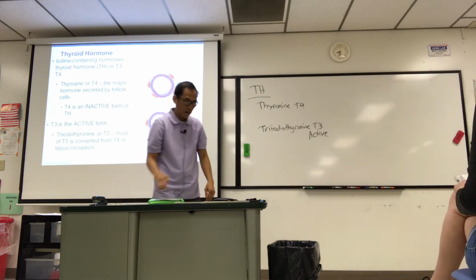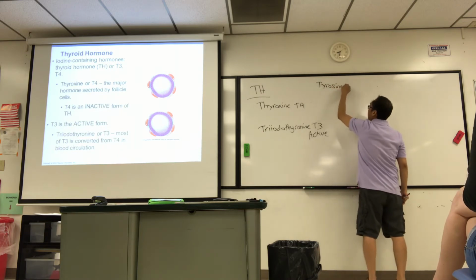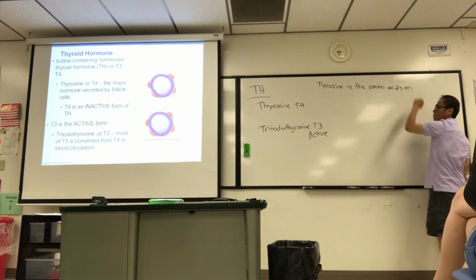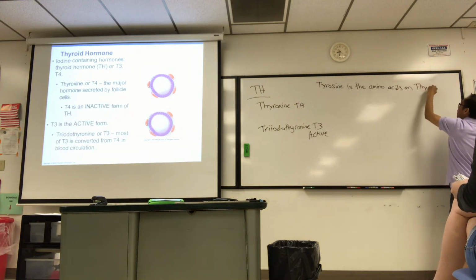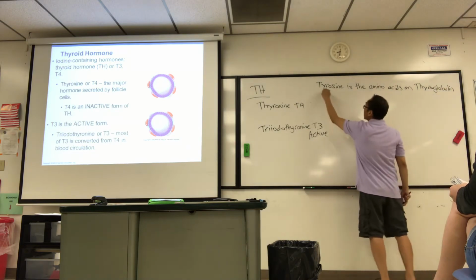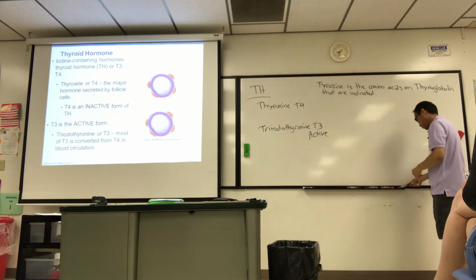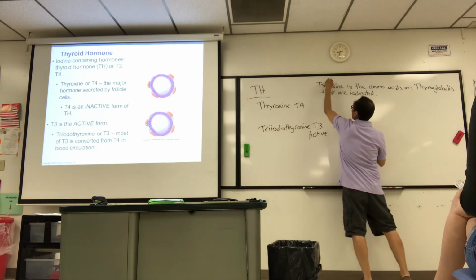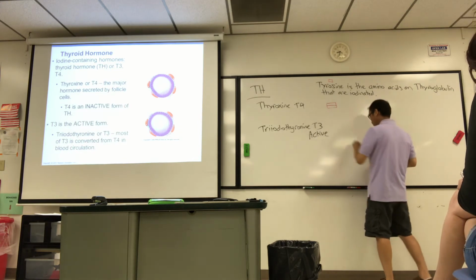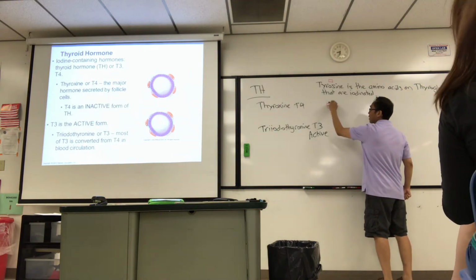Tyrosine is an amino acid and it's part of the thyroglobulin. Tyrosine is the amino acids on thyroglobulin that are iodinated. So let's draw tyrosine as just a little pink bar. Think of two tyrosines together, pink bars, and if you draw some iodides on it, that would be a T4.